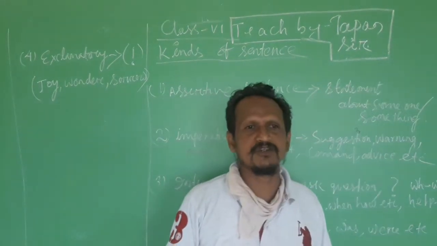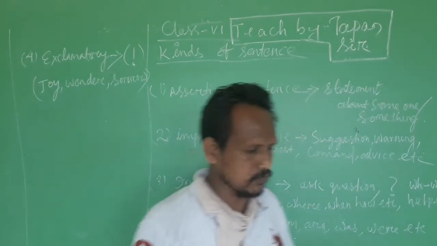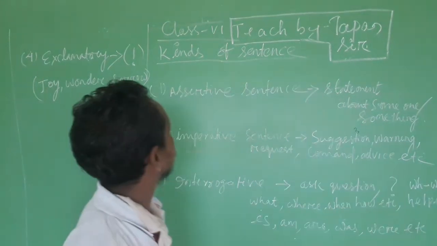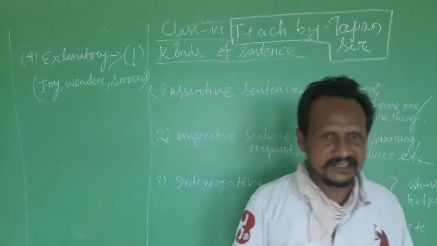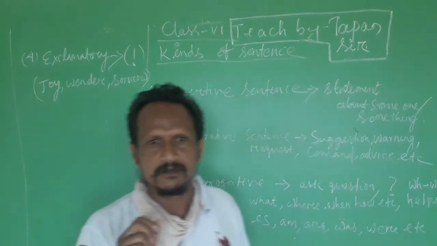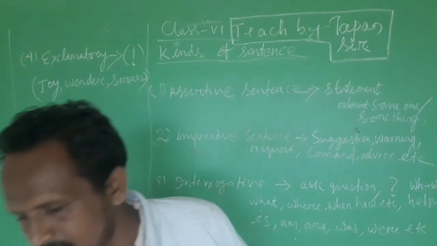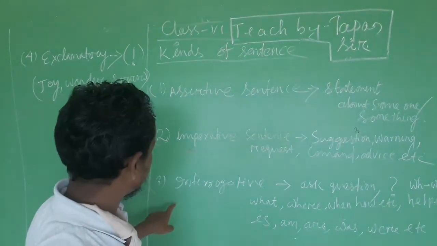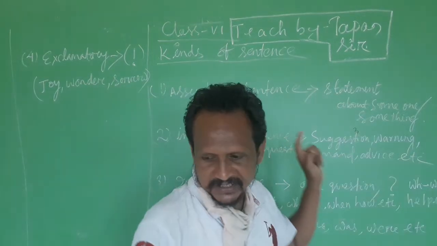Today I am going to teach class 6 language chapter number 2, the kinds of sentence. Kinds of sentence on the basis of nature. On the basis of nature, sentences are 4 kinds: assertive sentence, imperative sentence, interrogative sentence, and the 4th one is exclamatory sentence. Assertive sentence. What is assertive sentence?